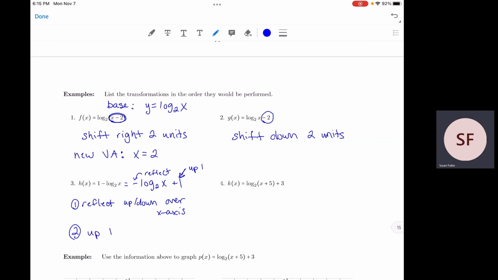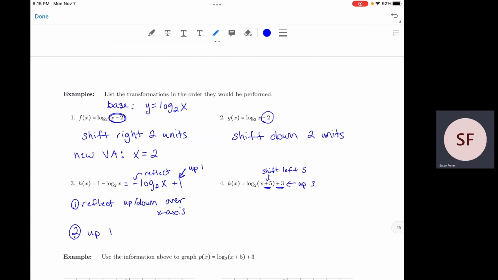And then finally, let's look at number 4 here. Again, our base function is log base 2 of x. We've got 2 transformations here. We've got a plus 5 inside with x and a plus 3 on the outside. This plus 5 inside with x, that's going to shift us right and left. Because it's plus 5, that will shift us to the left. And this plus 3 on the outside, that's going to shift us up and down. Because it's positive, that will shift us up 3 units.